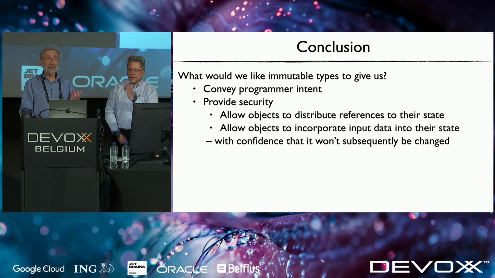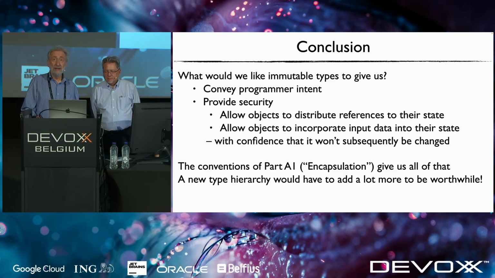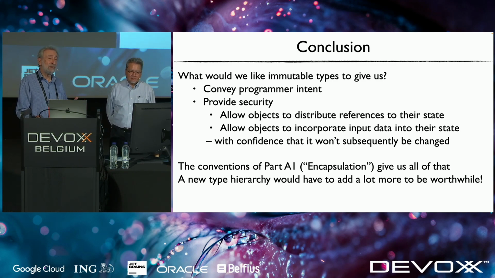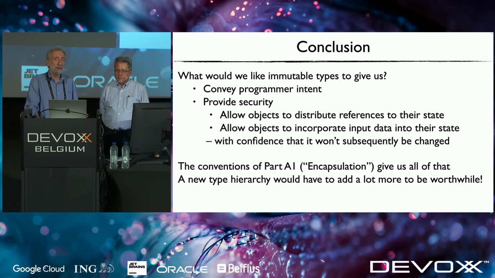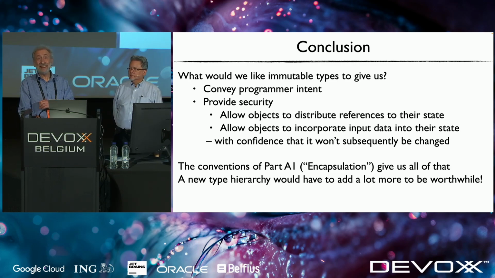And you might notice that that is actually exactly what we were talking about in part one of this talk. That's exactly what the conventions that we talked about there give. They're not enforced by anything in the language or in the libraries, but as conventions, they will give you exactly that. So the idea of adding a new type hierarchy, which would achieve only what can be achieved by good practice and applying those conventions, seems like it would be a huge amount of work if it didn't add anything else.